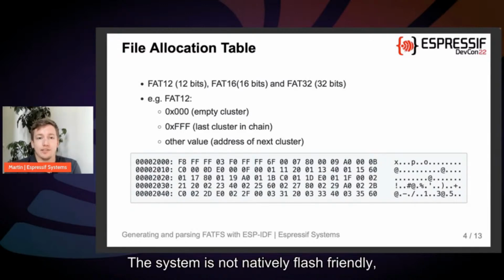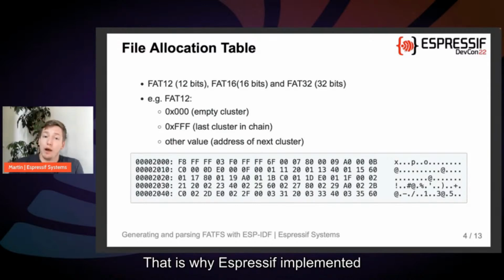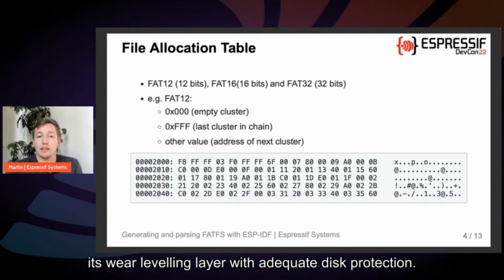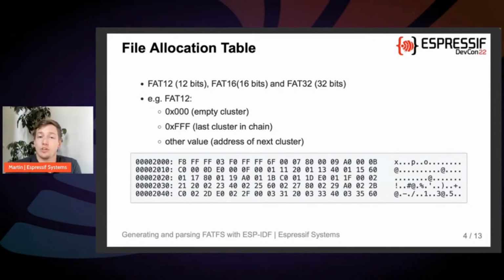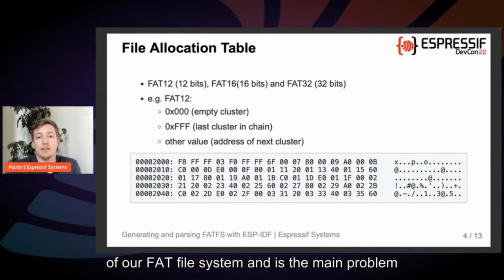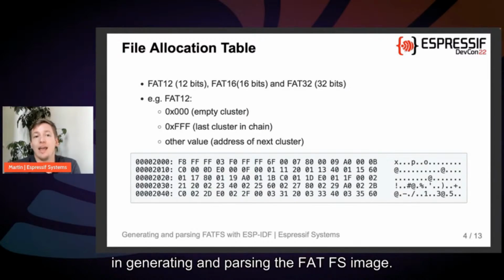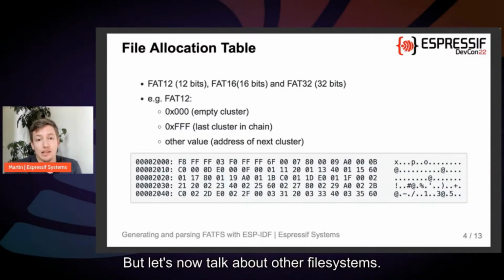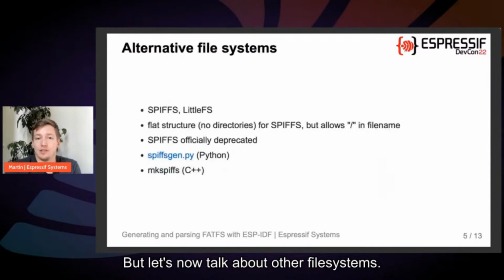The file system is not natively flash-friendly, and the official specification does not provide wear leveling. That is why Espressif implemented its wear leveling layer with adequate disk protection. The wear leveling algorithm is a non-standard aspect of our FAT file system and is the main problem in generating and parsing the FATFS image. But let's now talk about other file systems.